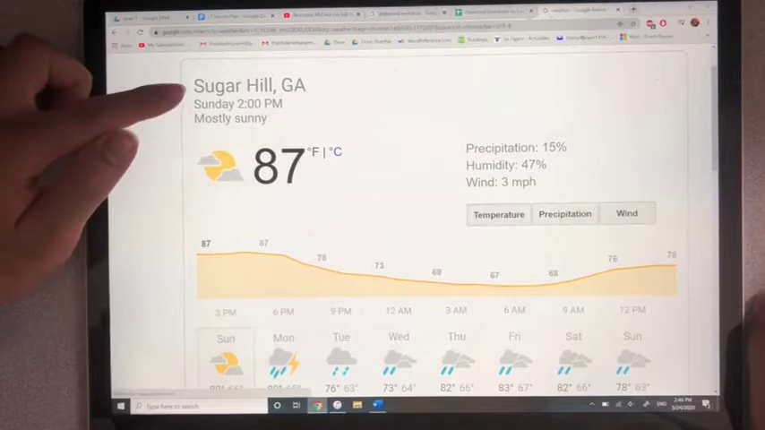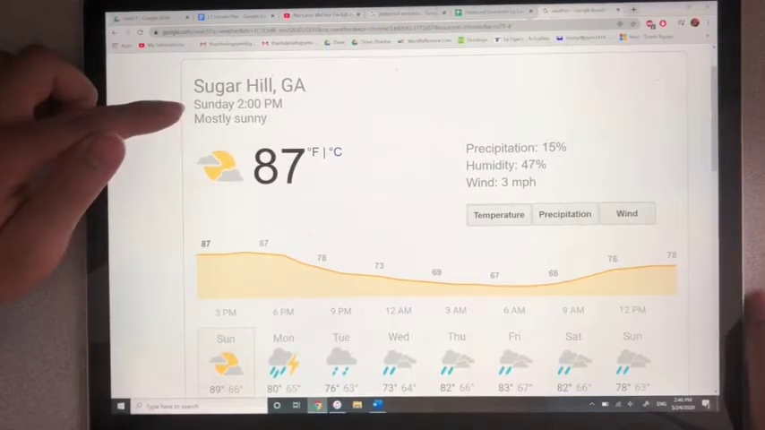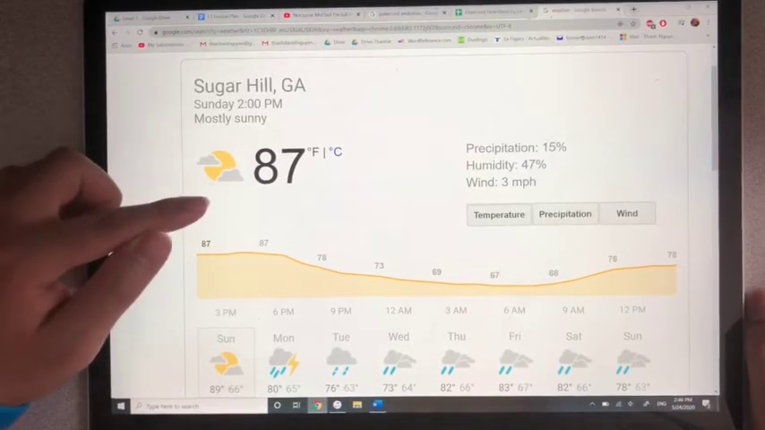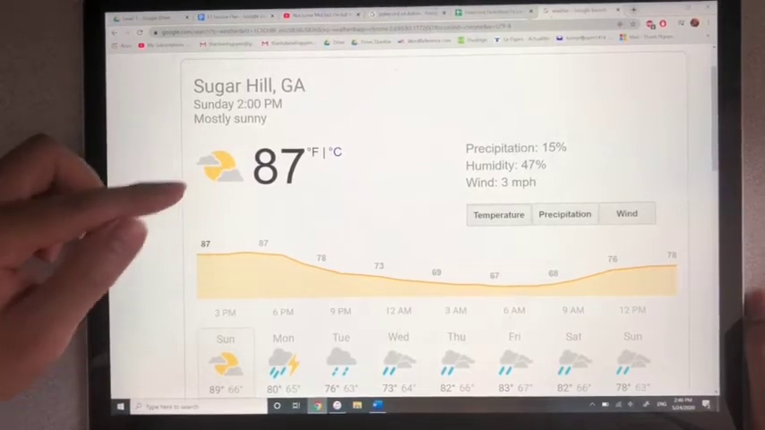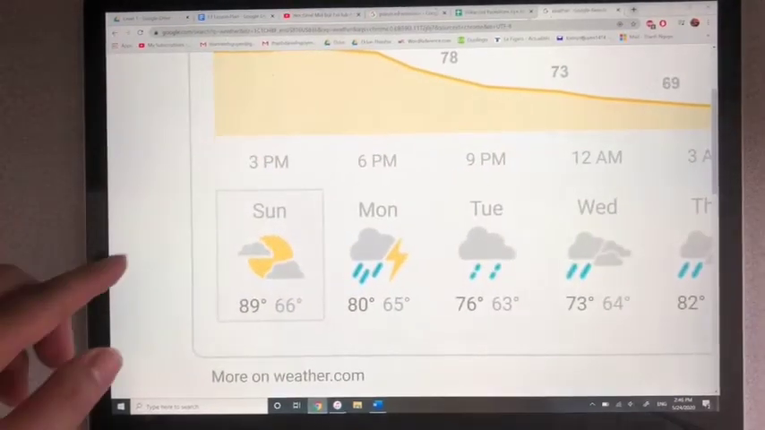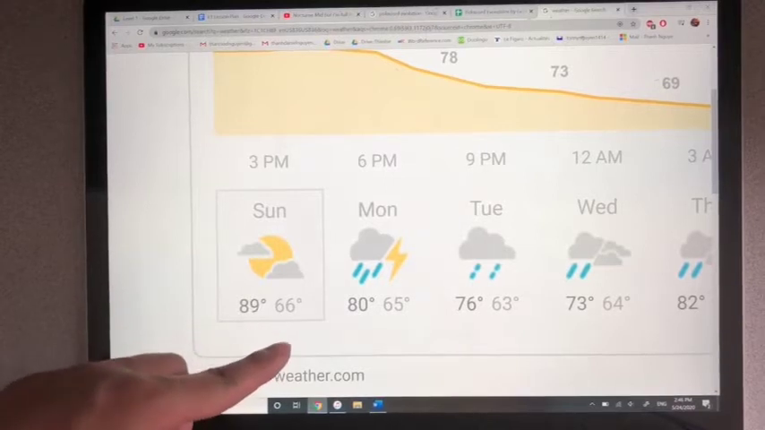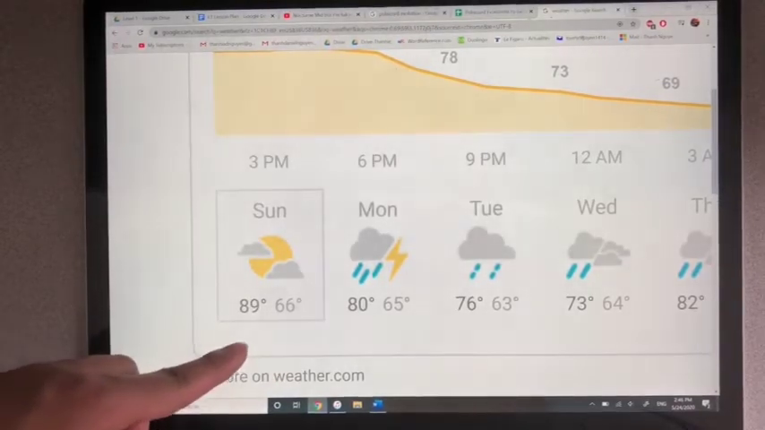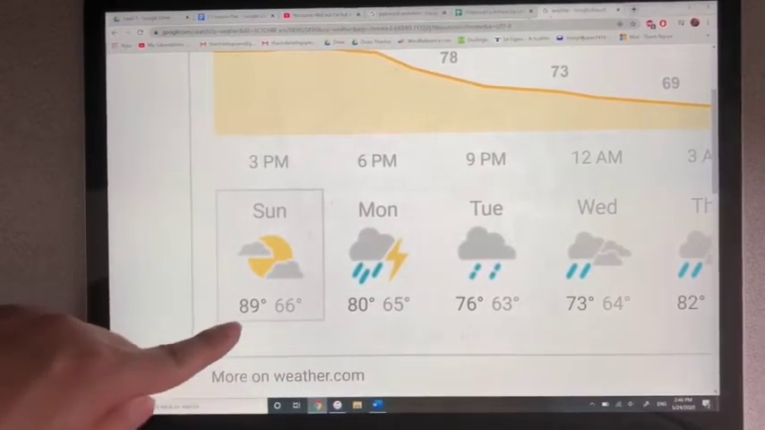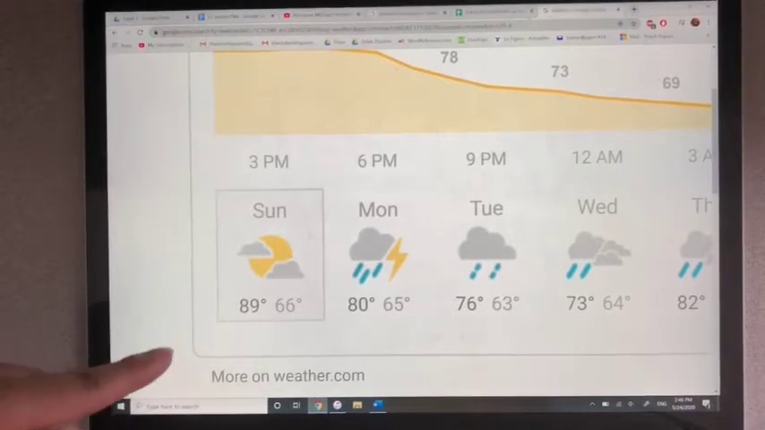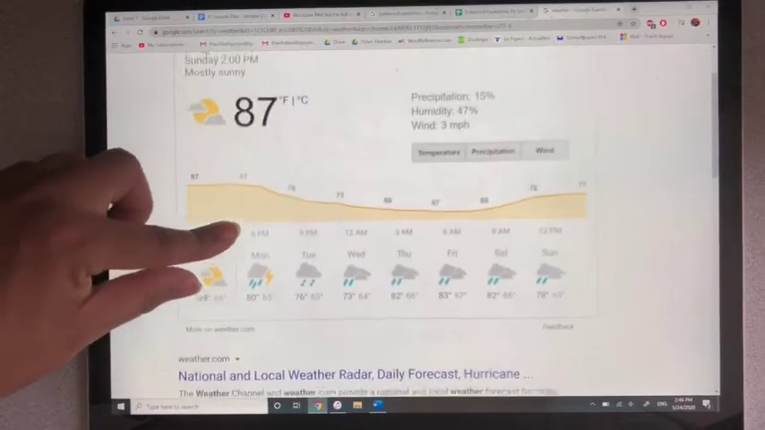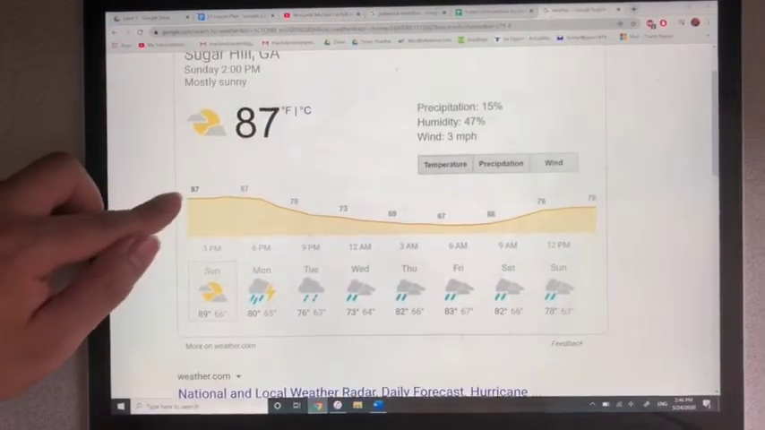So, today it is 2 p.m. right now, so it is 2 in the afternoon. The weather is mostly sunny. The temperature is 87 degrees Fahrenheit. And let's look at the temperature range. So today, the low temperature is 66 degrees, and the high temperature is 89 degrees. So this is the temperature range, the low temperature and the high temperature. Right now, the temperature is between these two numbers. Right now, the temperature is 87 degrees.